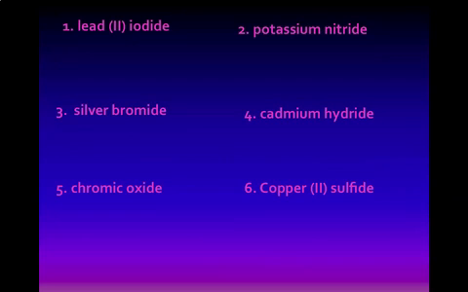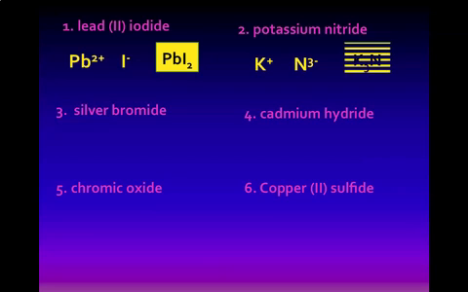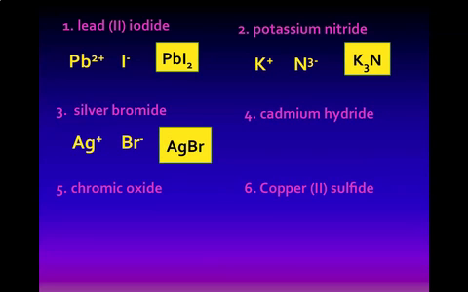Okay, here's some more practice. Lead(II) iodide, the 2, remember, tells us that's a +2. Iodine is -1, so using the crossover trick, I get PbI2. Potassium nitride, potassium is a +1, nitrogen is a -3, cross it over and I get K3N. Silver bromide is a +1 on silver and a -1 on bromine, so no need for the crossover. They can already cancel out, so I get AgBr.